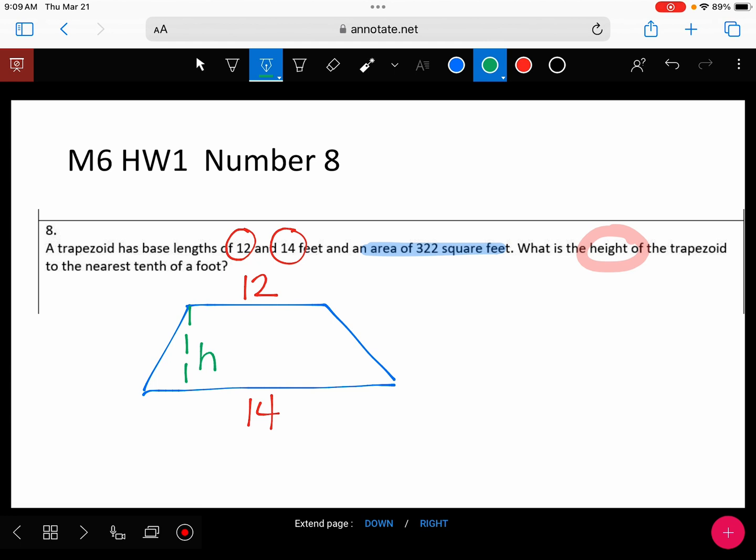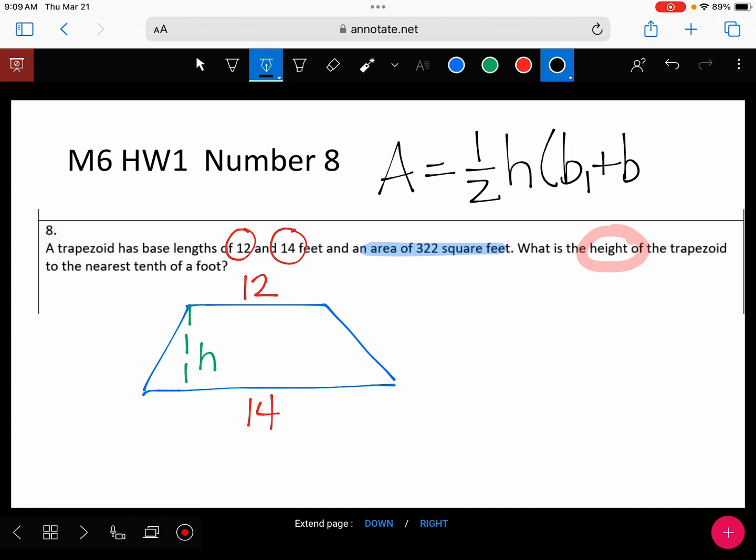So the formula for the area of a trapezoid, if you don't remember, it should be in your notes, I think on page 4 of your notes. If you look in your blue packet on page 4, I believe, we have the formula for area of a trapezoid. The area of a trapezoid is 1/2 height times (B1 plus B2).